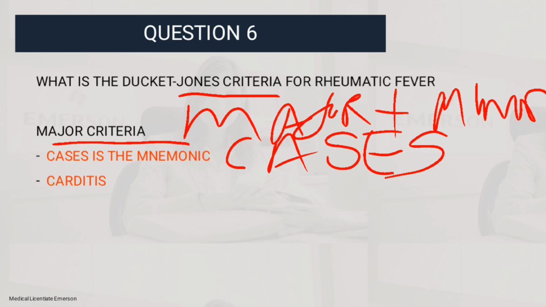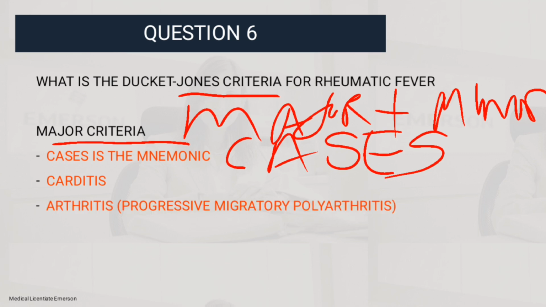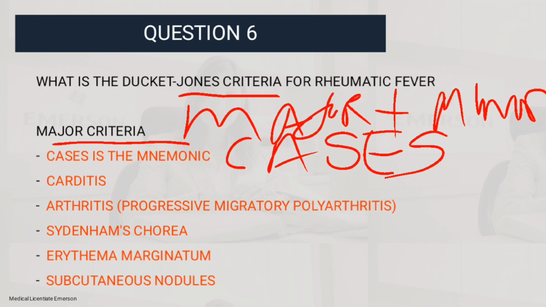That's C. Then A is for arthritis, but specifically a progressive migratory polyarthritis. Then S is for Sydenham chorea. That's S for Sydenham chorea. Then E for erythema marginatum. Then S for subcutaneous nodules. That is CASES. We are done with CASES.